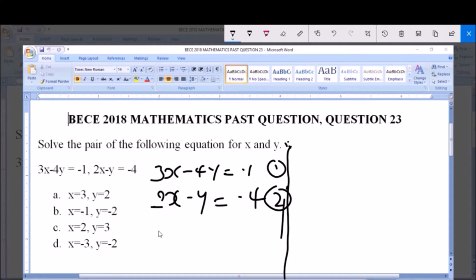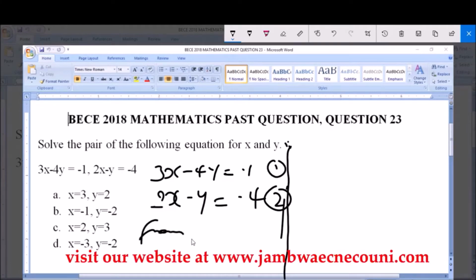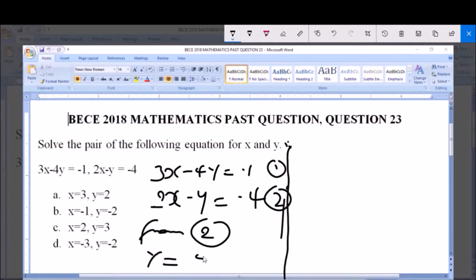From equation 2 now, we can have that y is equal to 4 plus 2x, or we can say y is equal to 2x plus 4. Now, how do I come about y is equal to 4 plus 2x? Now, this y is negative here. If you bring y to the right hand side, remember the principle, when you're taking anything from one side of the equation to another side, the sign will change. Bringing y from here to this place will make it positive, and taking minus 4 here will make it positive also. So we have 2x plus 4 here and plus y here. That's why I have y is equal to 4 plus 2x or 2x plus 4.